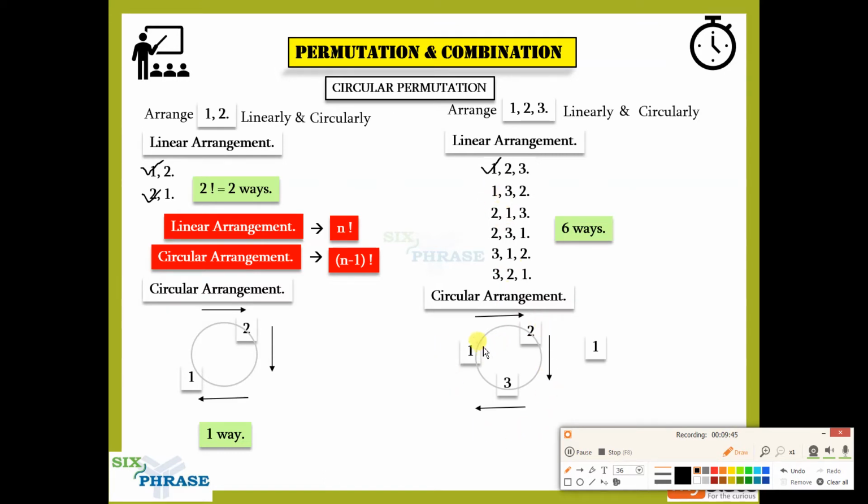So let's see, starting with 2, what is possible? 2 3 1 is possible. Yes, because this is clockwise direction, right? So 2 3 1 is possible, right? Now starting with 3, what is possible? 3 1 2 is possible. Okay, so starting with 3, 3 1 2 is possible.